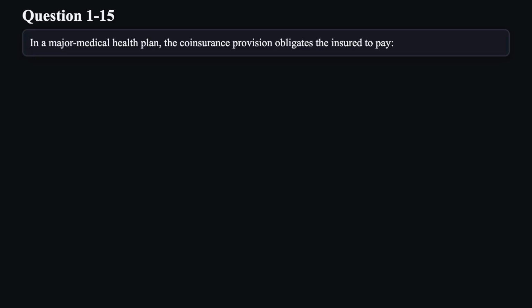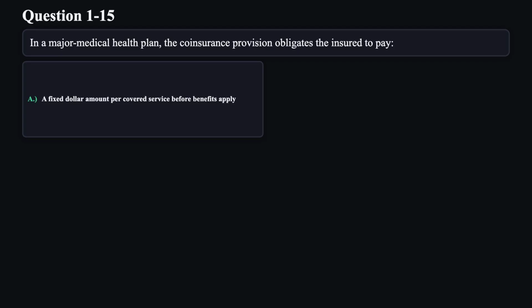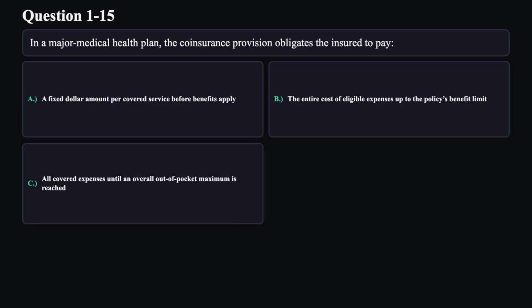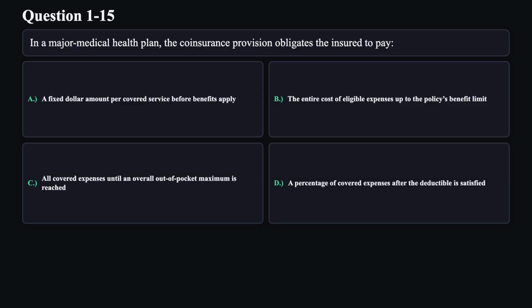Question 15. In a major medical health plan, the coinsurance provision obligates the insured to pay A. A fixed dollar amount per covered service before benefits apply. B. The entire cost of eligible expenses up to the policy's benefit limit. C. All covered expenses until an overall out-of-pocket maximum is reached. D. A percentage of covered expenses after the deductible is satisfied.